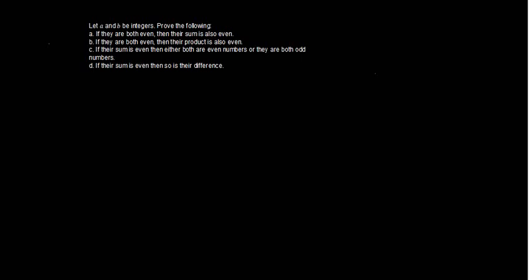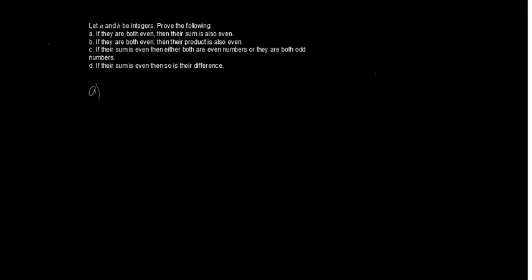Okay, hello everyone. So this will be the first video, and I'm just going to be going over some direct proofs. This is just a simple question to get you acquainted with some direct proofs and indirect proofs. So we're going to start off with A, right? A is: let A and B be integers, prove the following. If A and B are both even, then their sum is also even.